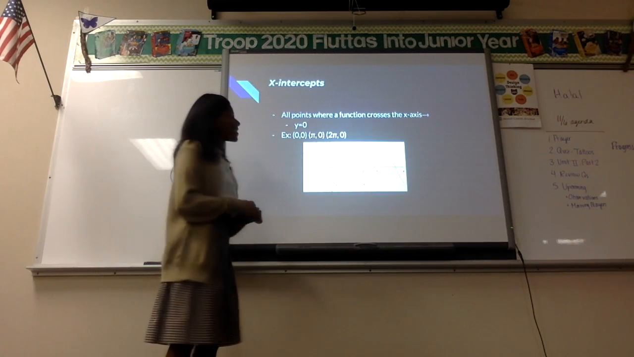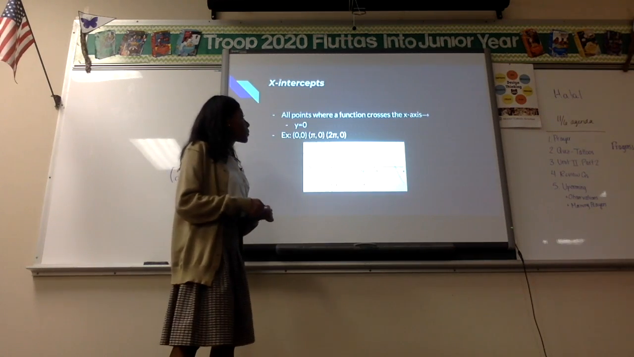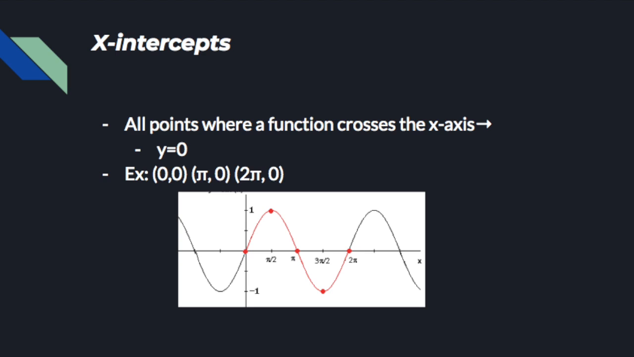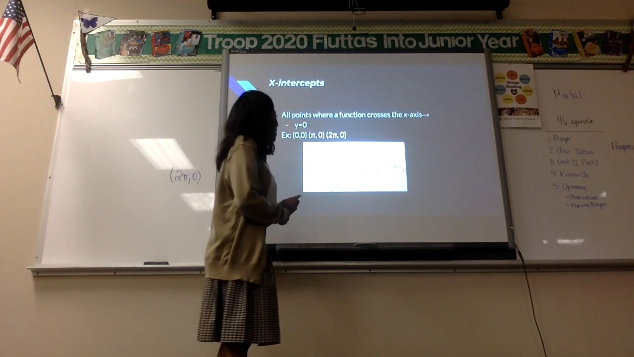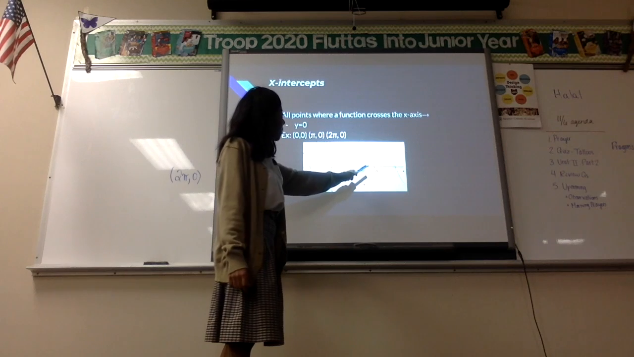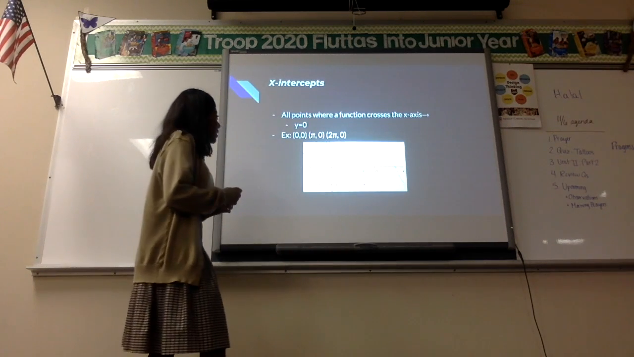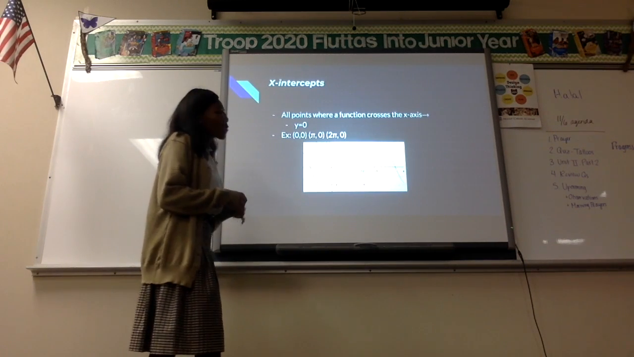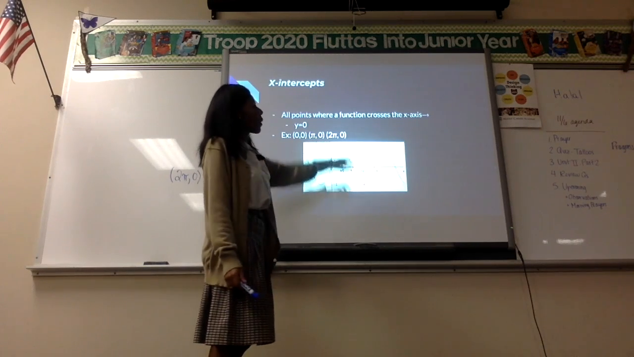Our next definition is x-intercepts, and they're all points where a function crosses the x-axis. In this case, it's the red dots that go along the x-axis here. So we have (0, 0), (pi, 0), and then (2 pi, 0). Another helpful hint is that it's always when the y coordinate equals 0, so in this case, all the y coordinates equal 0.